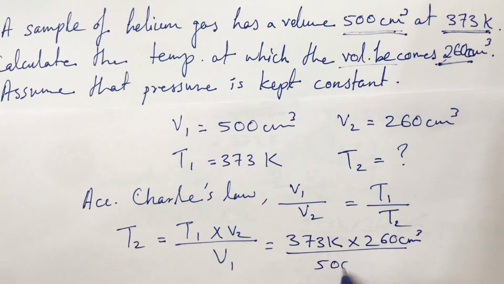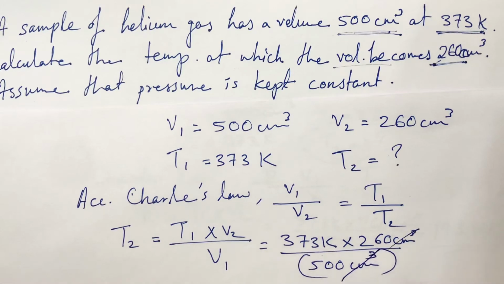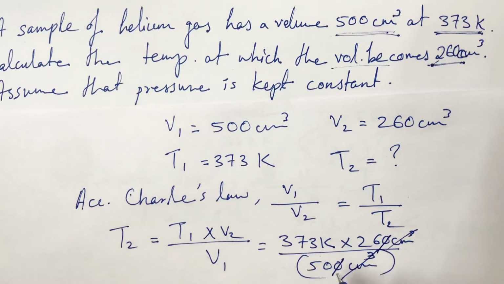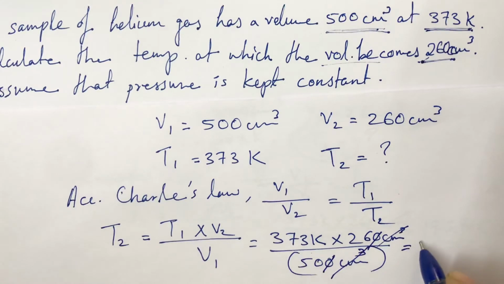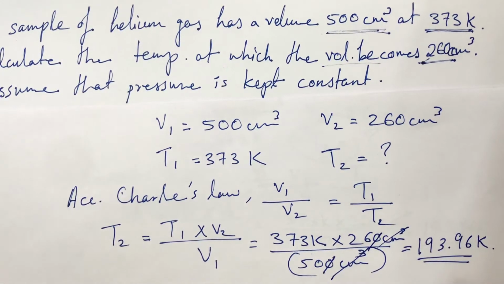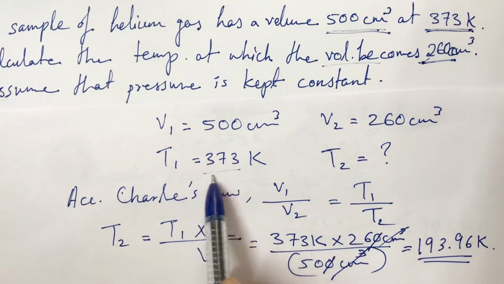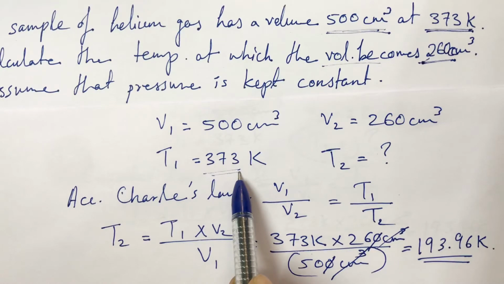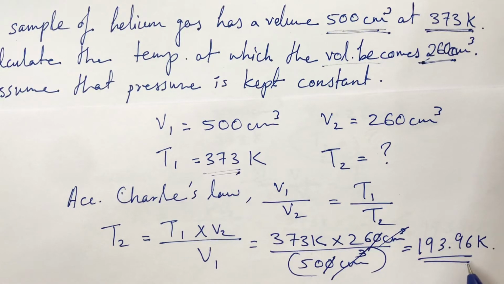500 centimeter cube, that is our V1, correct? The centimeter cube and centimeter cube cancel, and the zero cancels. While calculating we get 193.96 Kelvin as the temperature change, that is T1 to T2. The temperature dropped from 373 to 193.96 Kelvin.